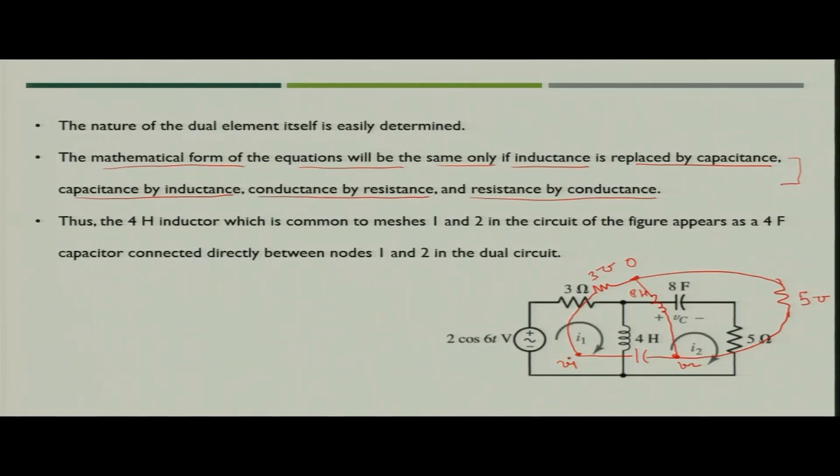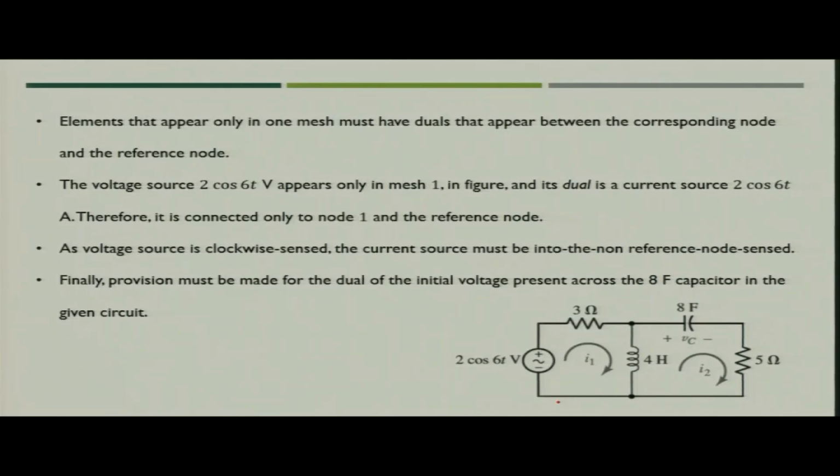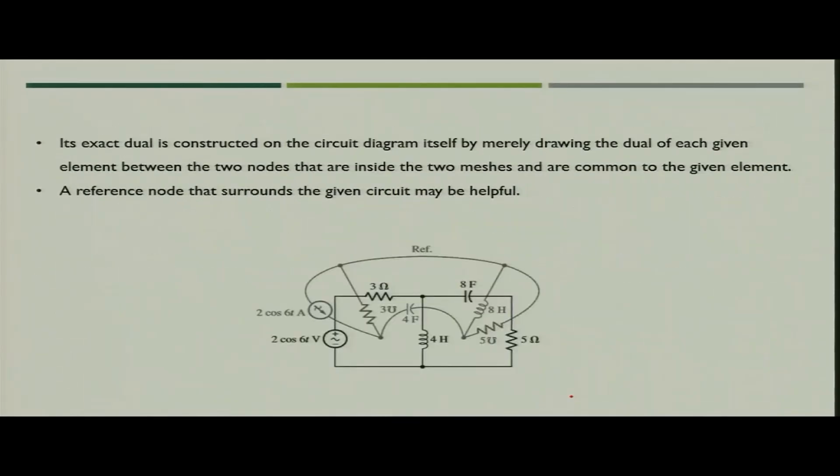Now, finally, what is left? The remaining element is the voltage source. In this case it will be nothing but a current source. Now, what would be the direction? Because the direction of the voltage is such that it is giving positive current, the current will also be such that it is going inside the node. So, the direction of the current would be like this. In this way you can simply represent the equivalent dual network.